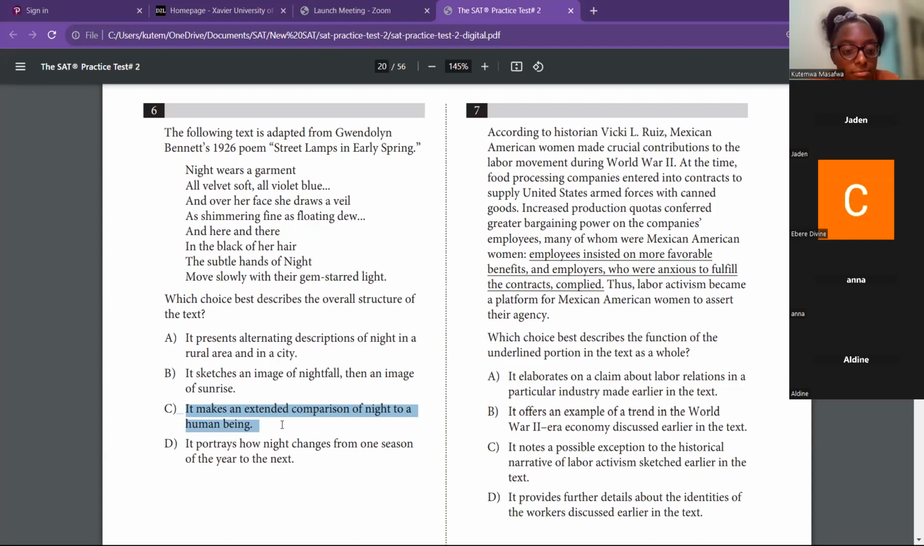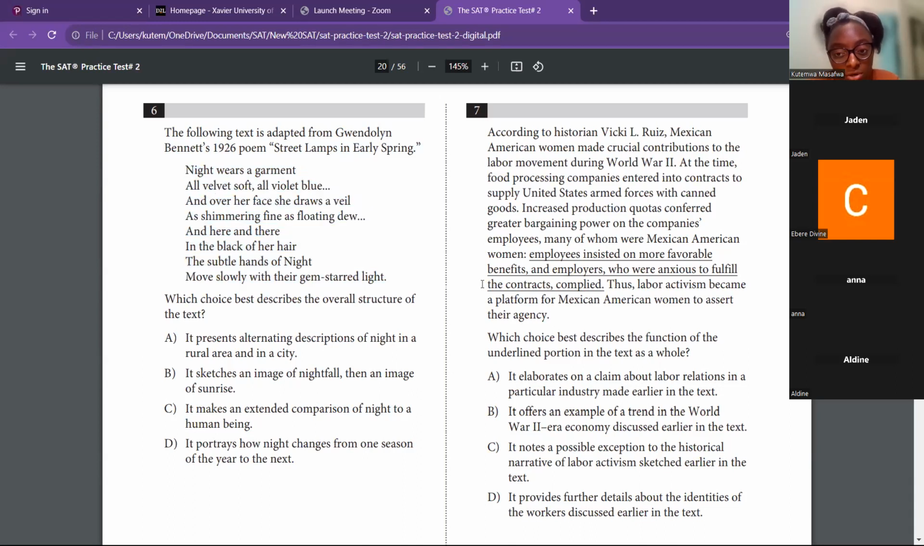Okay. So the major thing is, is it accurate based on the passage? But there are times when an answer will be accurate, but not the main idea. So that's just something to keep in mind, that it has to be talked about throughout the passage. In this case, we know that throughout the passage, we're comparing night to a human being. See, from the very beginning, her face and her hair. This is something that's gotten from almost the whole passage. So keep that in mind as you go through the main idea.